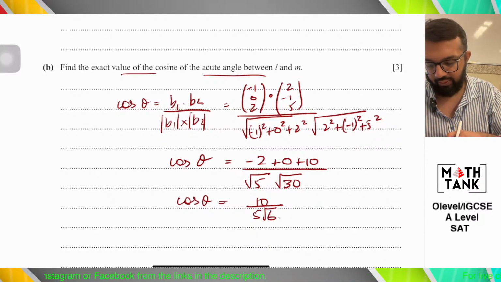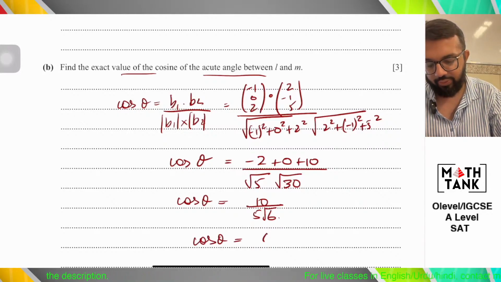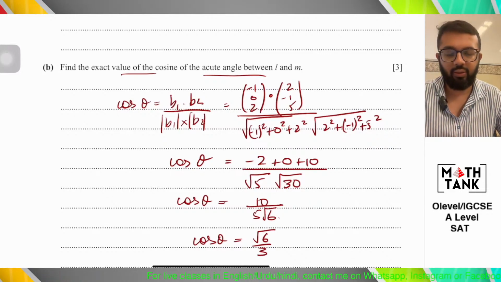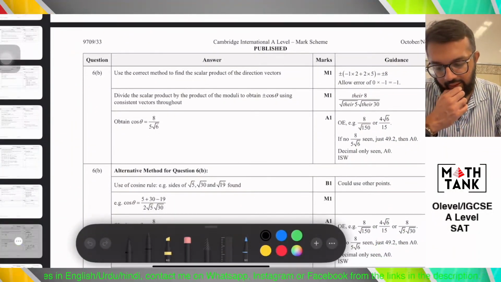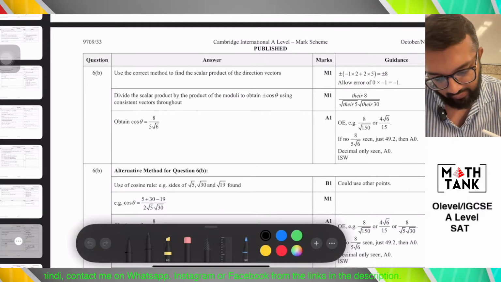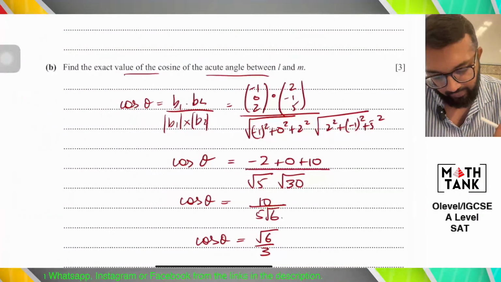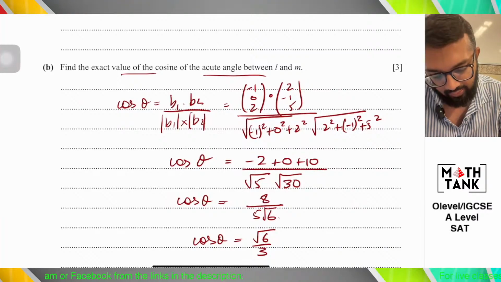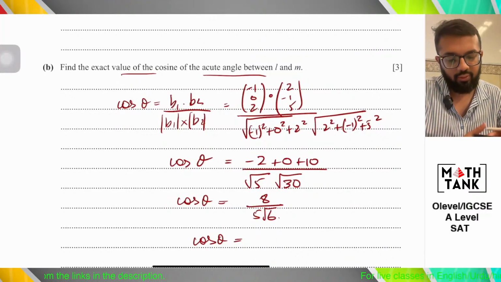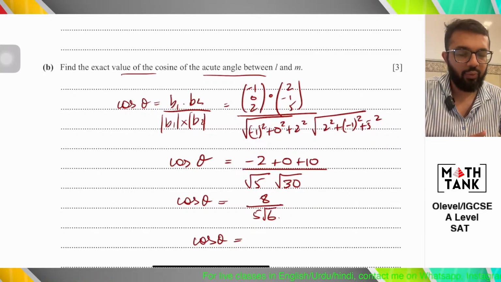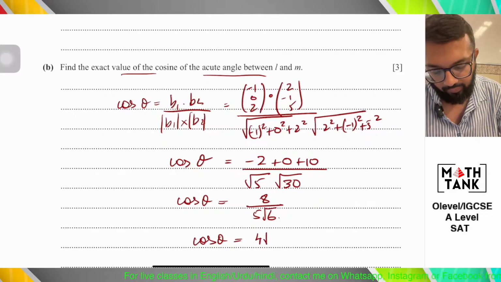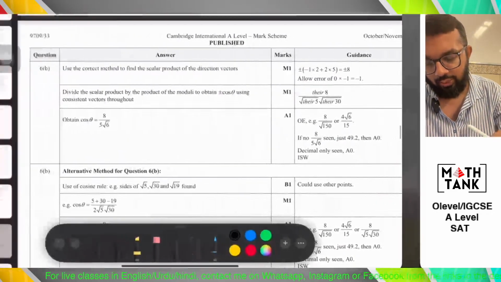That becomes 5 root 6. Okay, so I might have to rationalize this. I'm going to just use my calculator. The cos theta comes out as 6 root 6 over 3. Okay, I just used my calculator to find that answer. 8 over 5 root 6. Did I make a calculation mistake? Yes, I did. Stupid. 8 over 5 root 6. That's 4 root 6 over 15. Okay.